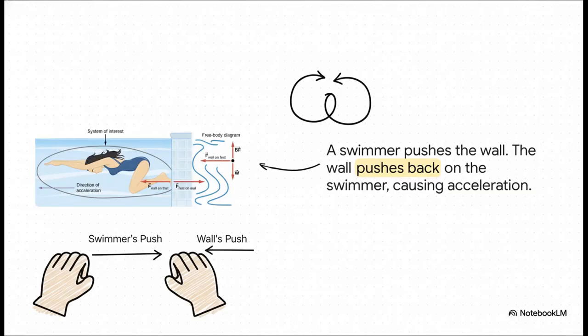A swimmer pushes backward on the pool wall, that's the action. The reaction is the wall pushing forward on the swimmer. Now that force from the wall is what actually makes her shoot forward. And here's the key part that trips people up. The forces are equal, sure, but they act on different objects. One force is on the wall, the other is on the swimmer. That's why they don't just cancel each other out.